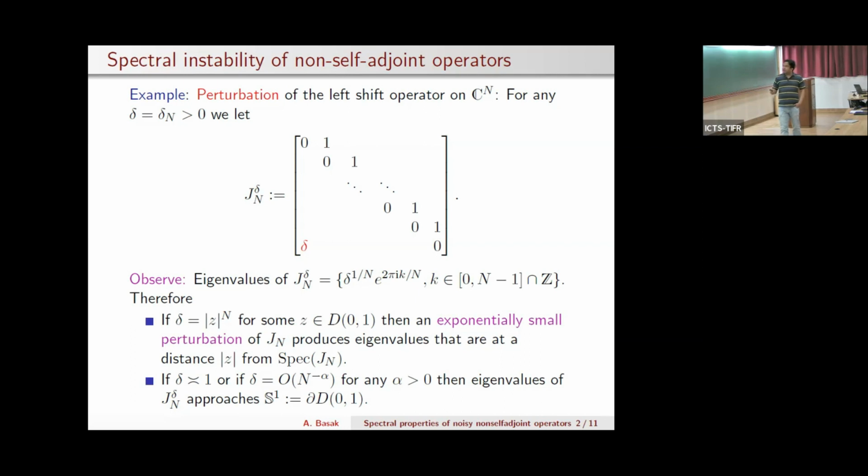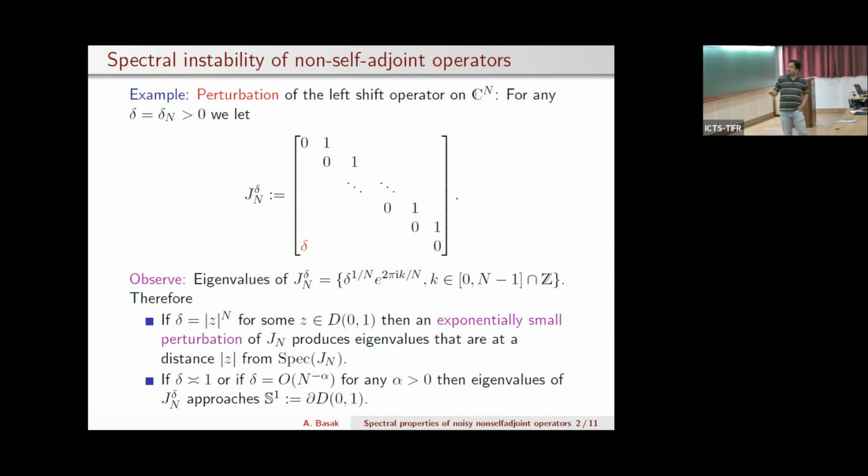It basically then means that if I let my delta be exponentially small in the dimension, for some Z in the open unit disk, then this exponentially small perturbation of J_n produces an eigenvalue which is at distance of order Z from the spectrum of the original matrix that you started with. And also if you let your delta be not exponentially small, but of order 1, or maybe decaying polynomially in the dimension, then all its eigenvalues, as n goes to infinity, are pushed towards the boundary of this unit disk.